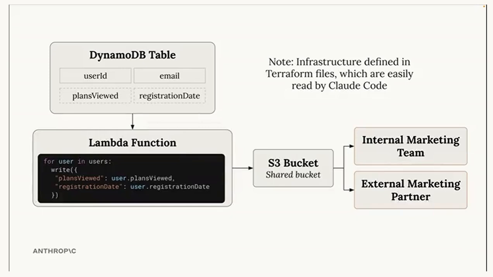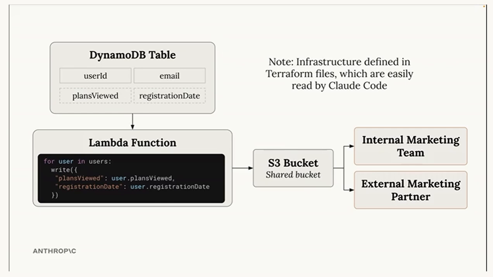Let me first set up a little scenario for you. Let's imagine that we are building out some infrastructure on AWS, and all of our infrastructure is defined inside of a set of Terraform files, which are committed and stored on GitHub. Because all of our infrastructure is defined inside of Terraform files, Claude Code has a really good idea of how information is flowing through our infrastructure.